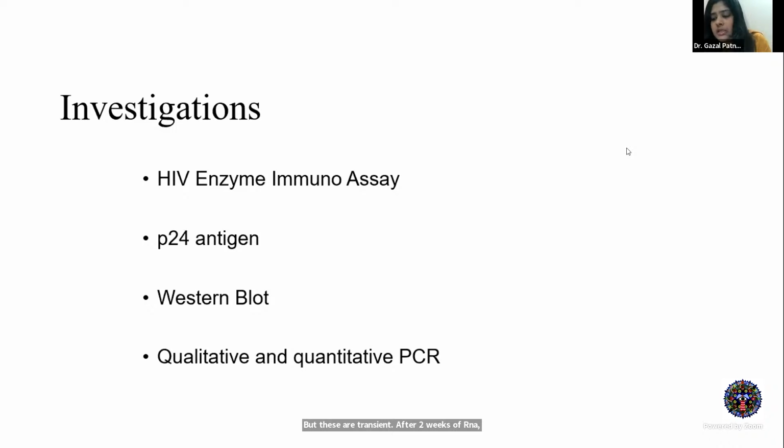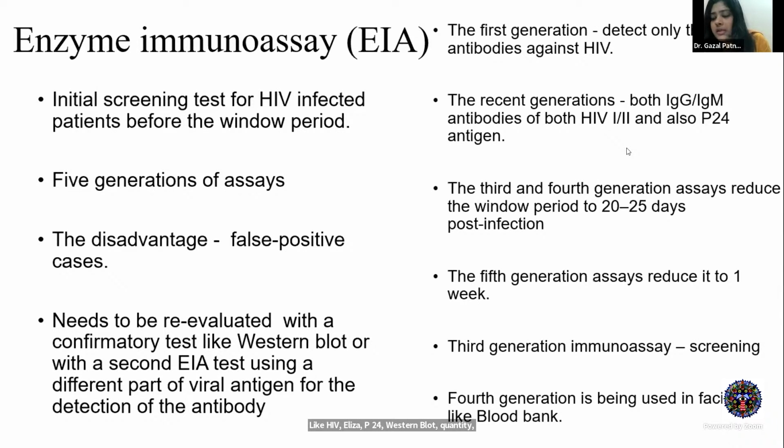So based on this, lab investigations are available like HIV ELISA, P24, Western blot, and qualitative and quantitative PCR. ELISA was developed as a screening test. It has 5 generations actually. The first generation detects IgG against the HIV. Recent generations detect both IgG and IgM as well as P24 antigen.